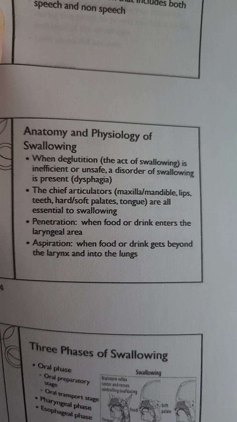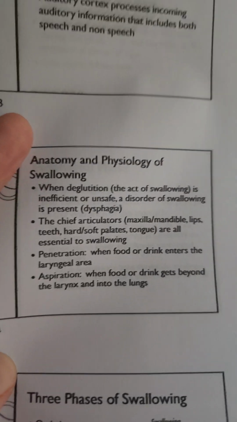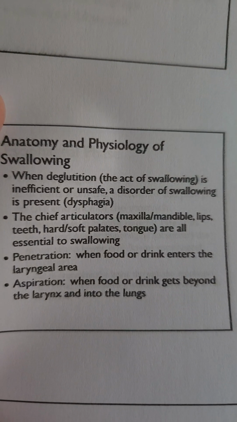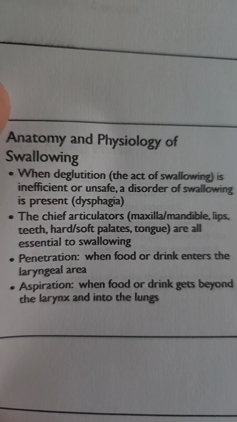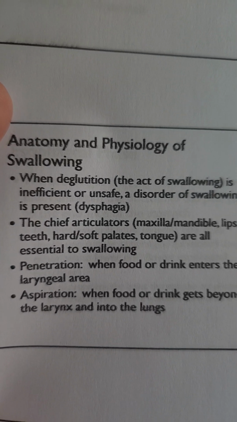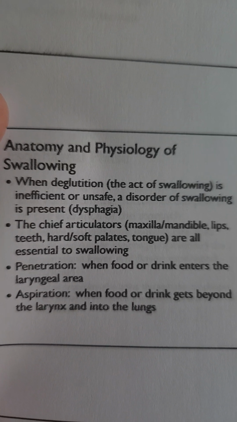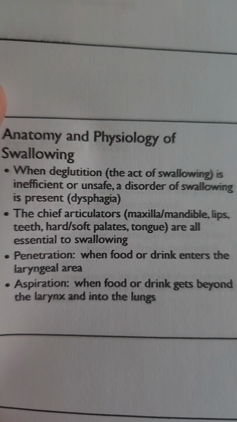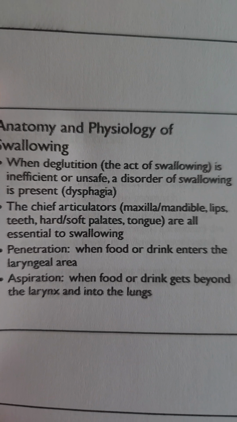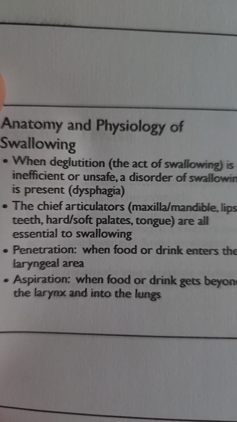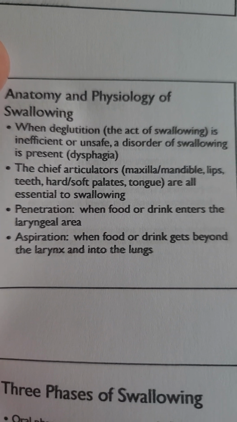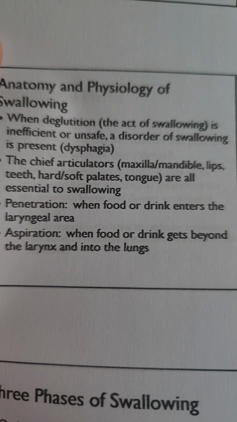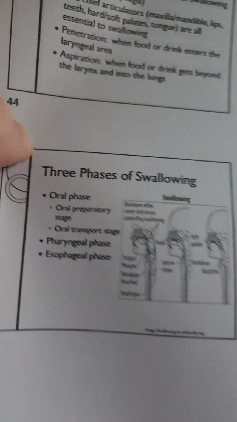Anatomy and physiology of swallowing. When deglutition, the act of swallowing, is inefficient or unsafe, a disorder of swallowing is present called dysphagia. The chief articulators, maxilla, mandible, lips, teeth, hard and soft palates, and tongue, are all essential to swallowing. Penetration, when food or drink enters the laryngeal area. Aspiration, when food or drink gets beyond the larynx into the lungs.